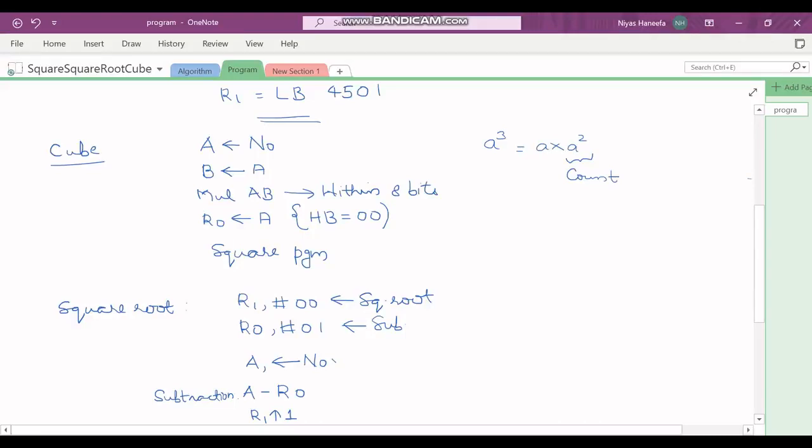Since we want to multiply, we have the instruction MUL AB. So we load that number to B also. So we assume the result is within 8 bits. If the result is more than 8 bits, our logic itself has to change and it may become a bit complicated for you. So for the time being, for simplicity, we assume the result is going to be within 8 bits.